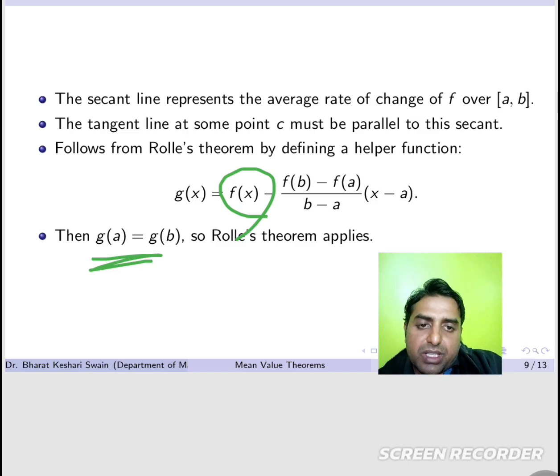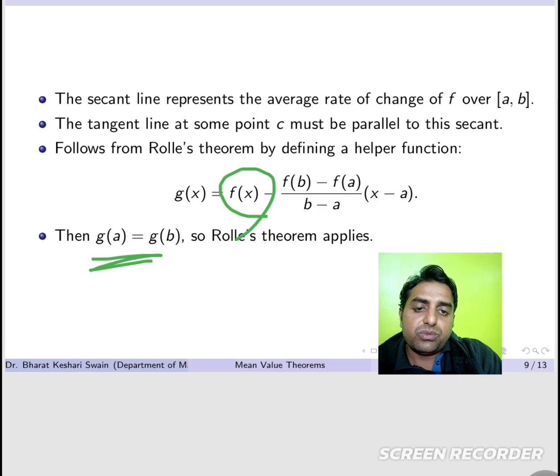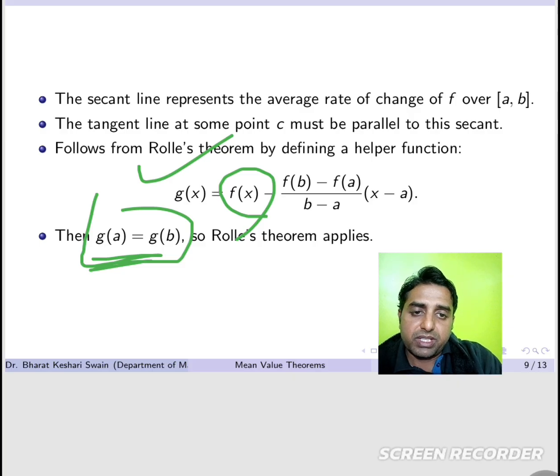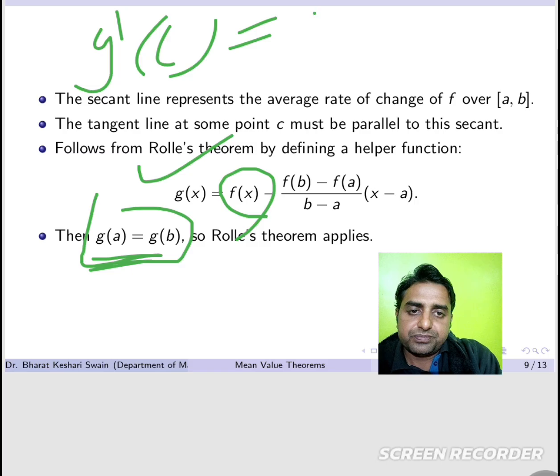the sum or difference of two continuous functions and differentiable functions are also continuous and also differentiable. So that's why g of x is also differentiable, g of x is also continuous, and also g of a equals g of b. So that's why Rolle's theorem will be applicable. So if Rolle's theorem is applicable, your g dash c will be 0.